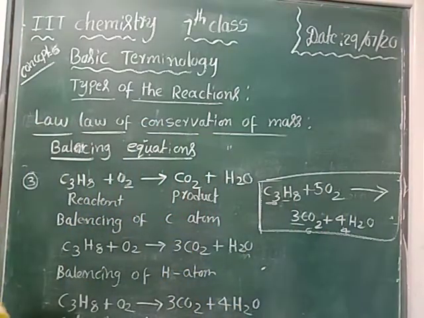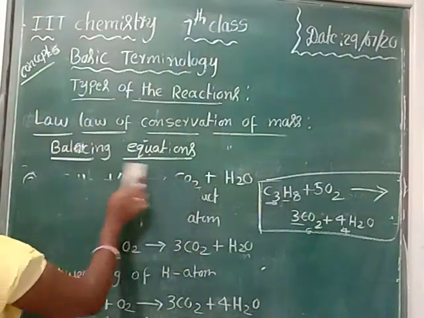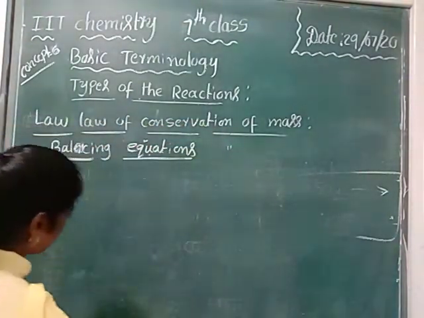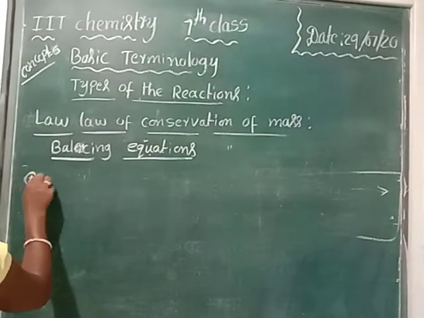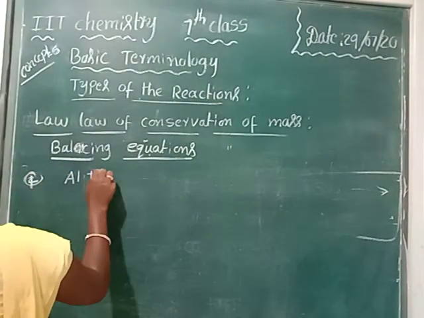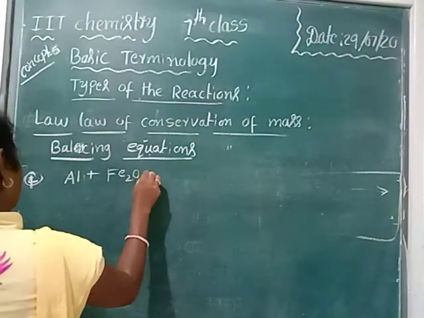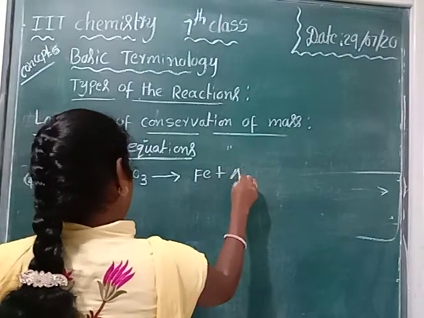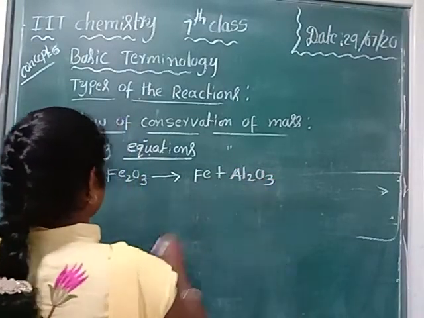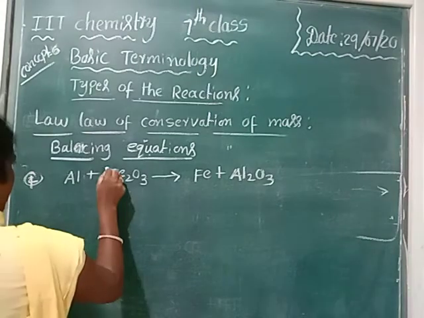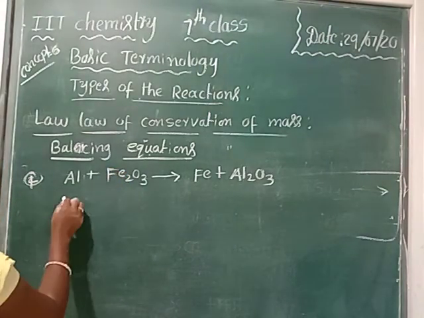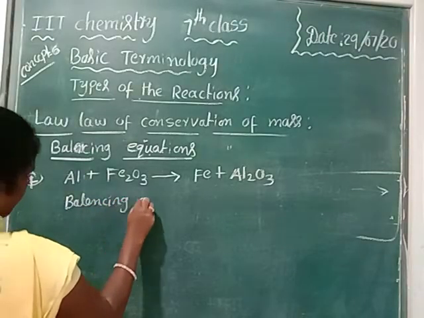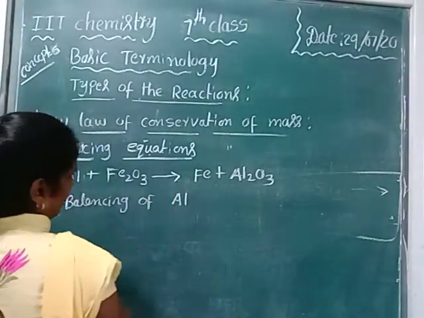So next example, fourth example. I give an unbalanced equation: Al plus Fe2O3 gives Fe plus Al2O3. This is an unbalanced equation. Now you balance it. First you balance the aluminum atom.